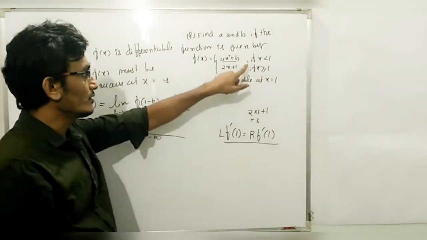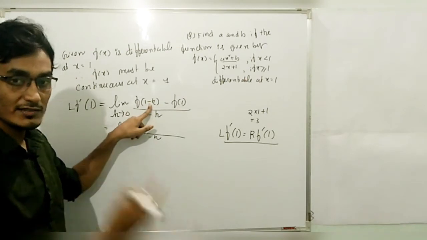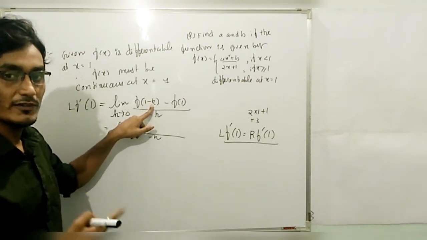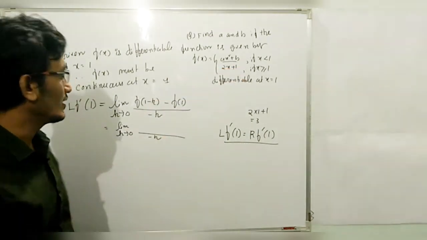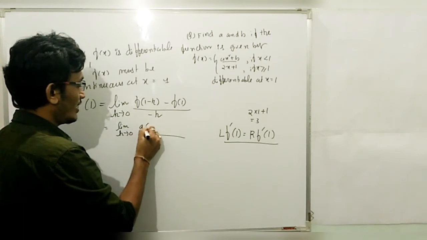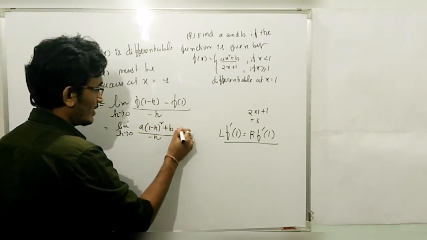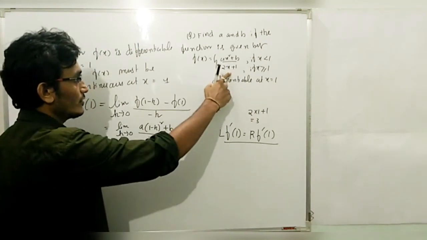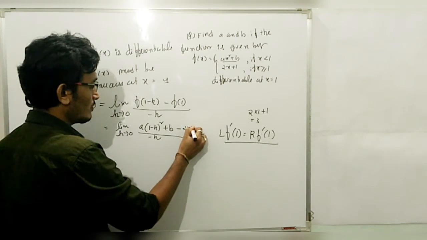So for f(1 minus h), which condition do we need to use? Because here we are taking 1 minus h, that means the values of x should be less than 1. So here is the condition, ax square plus b. So f(1 minus h) should be equal to a times (1 minus h) whole square plus b, and f(1) means, using the function 2x plus 1, 2 into 1 plus 1.